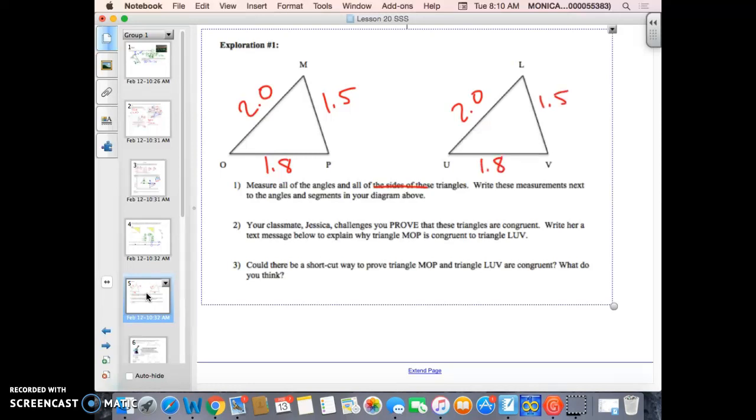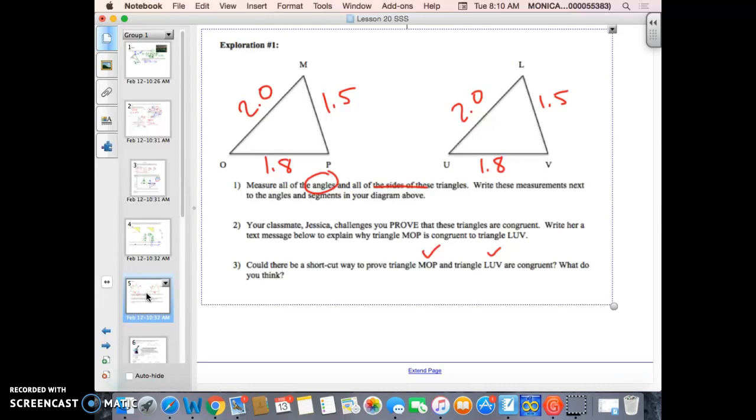I want to know, just by knowing that the side lengths are congruent, can you prove these two triangles are congruent? So you're going to need to use your protractor and measure all of the angles. And if all the angles are the same, go ahead and tell me that MOP and LUV are congruent.